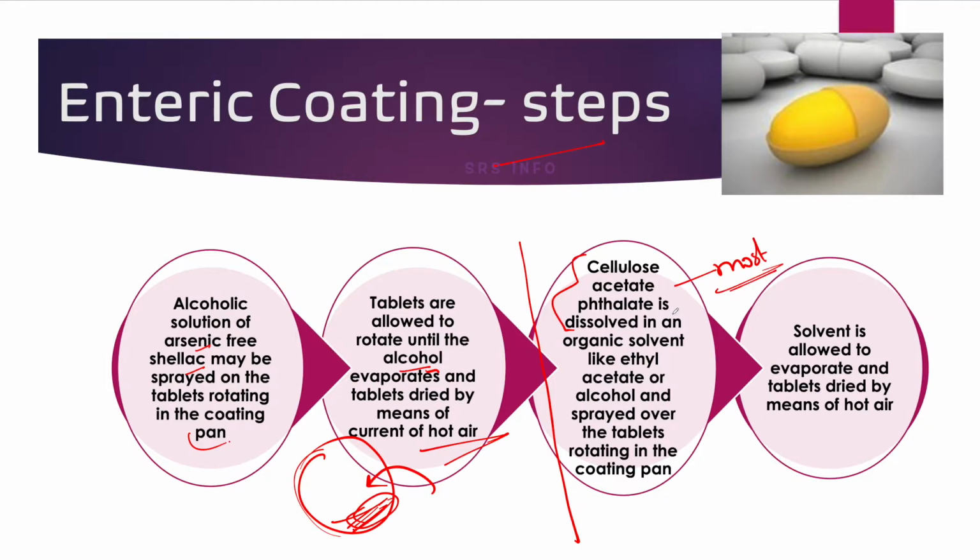If we need this double coating, then what do we do? The cellulose acetate phthalate is dissolved in an organic solvent like alcohol and sprayed over the tablets rotating in the coating pan. Then again the solvent is allowed to evaporate and the tablets are dried by means of hot air. These are the steps of enteric coating of tablets.